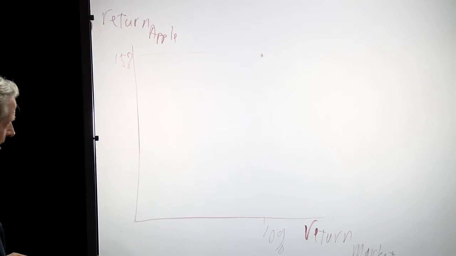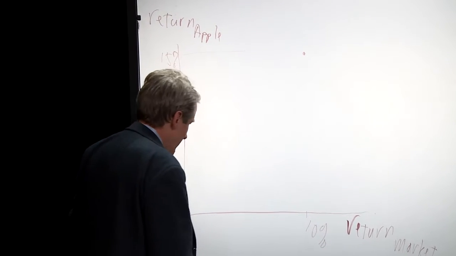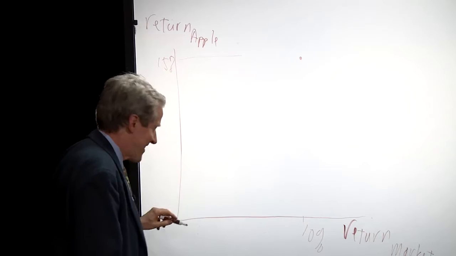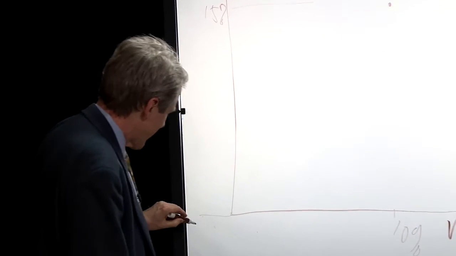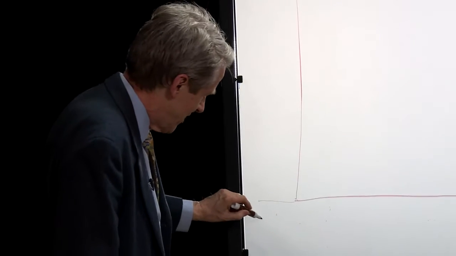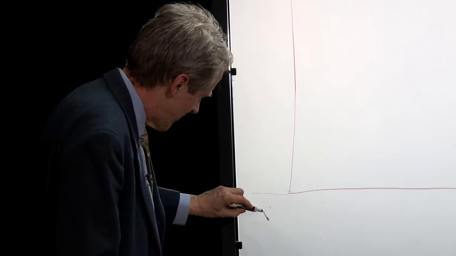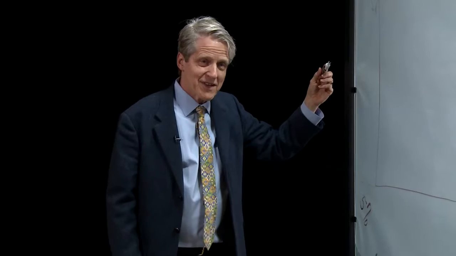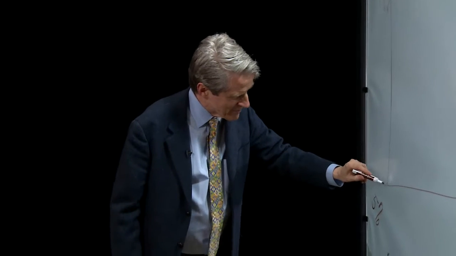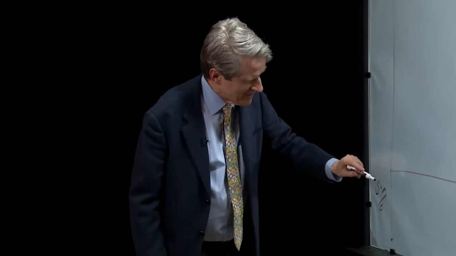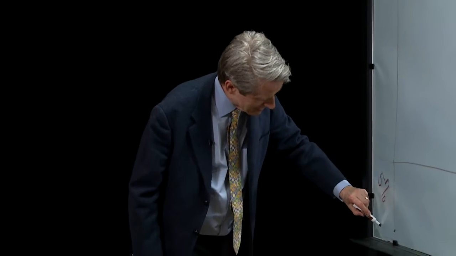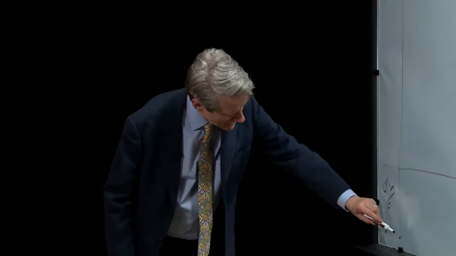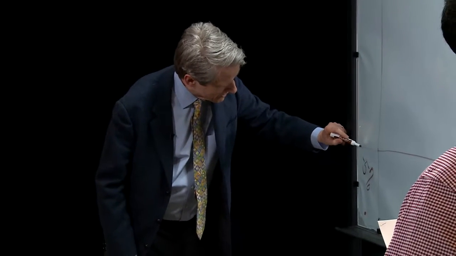Okay? Now, in some years, the market goes down. Let's not forget that. So here I'll say there was another year when the market did minus 5%. What did Apple do in that year? Well, let's say Apple did minus 10%. So I get a point down here. This is minus 10, and this is minus 5.